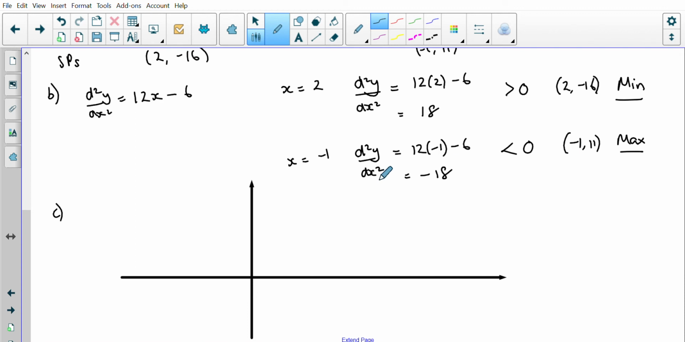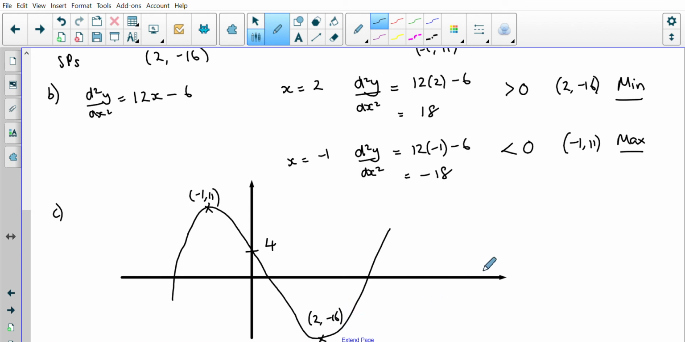The minus 1 is the maximum, so it's maximum and minimum again. So I'm going to start with a maximum. I know it's going to go through 4, and then I go down to a minimum. So my maximum point is at (minus 1, 11). It goes through a y coordinate of 4, and my minimum point is at (2, minus 16). So there, I've sketched my curve.